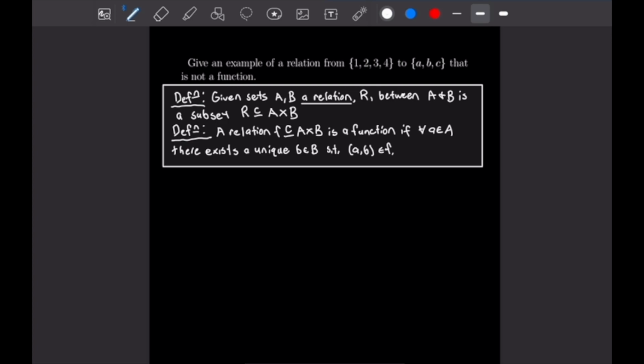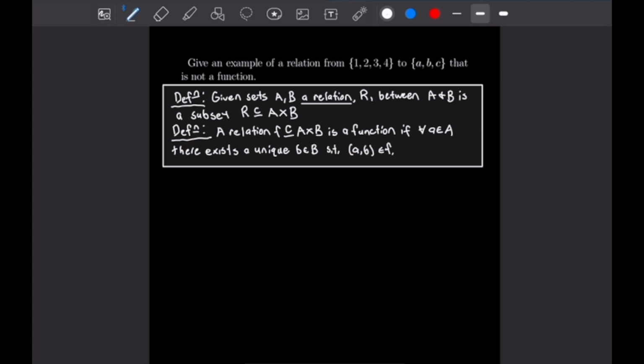Given sets A and B, a relation R between A and B is simply a subset of A cross B. Great. With that in mind, our definition of a function is: a relation F, which is a subset of A cross B, is a function if for all a in A, there exists a unique b in B such that the ordered pair (a, b) is in F. So in order to write a relation that is not a function, we need to write a relation that does not satisfy our for all a in A, there exists a unique b in B. What we're going to do specifically is write a relation that violates our uniqueness.